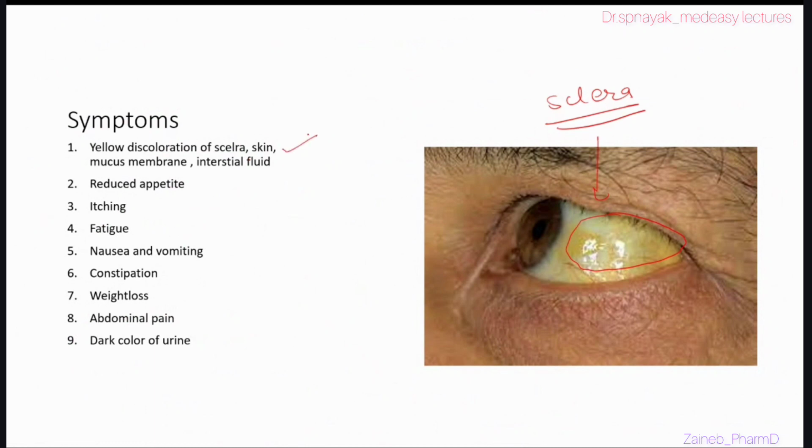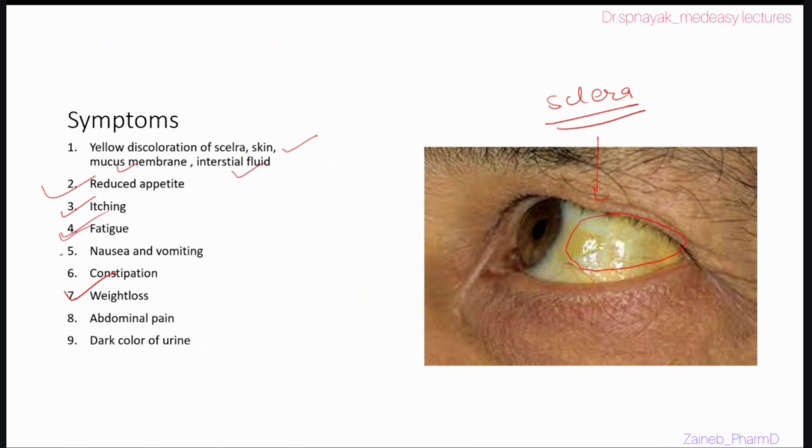There is a yellow discoloration of skin, mucous membrane, and interstitial fluid. There is a reduced appetite. The patient will have reduced appetite. As there is a reduced appetite, the patient will have weight loss. In some patients, itching may develop, right? And the patient may have fatigue due to the weight loss and reduced appetite.